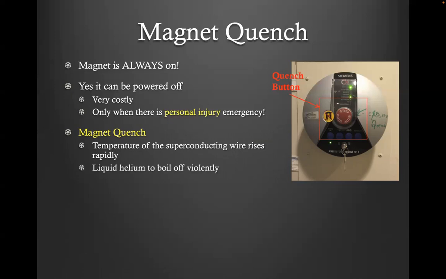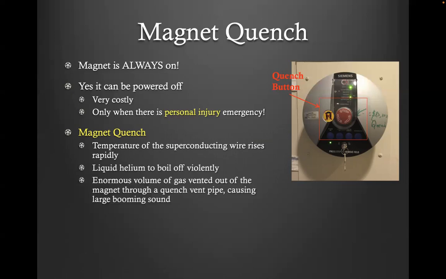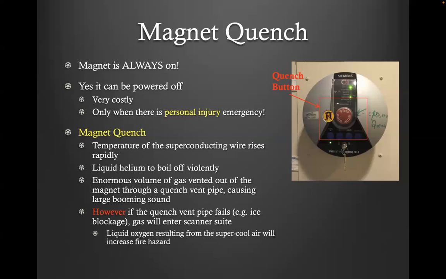And because of that, your liquid helium will boil off very violently. There will be an enormous volume of gas vented out of the magnet through a quench vent pipe, which typically goes outside of the building, and it will cause a large booming sound. However, if the quench vent pipe fails, for example, there's ice blockage or a bird decided to make a nest in there, potentially this gas could enter the scanner suite, which can be dangerous if you remember the MRI fatality from liquid oxygen. This liquid oxygen resulting from the supercooled air could increase fire hazard and could be hazardous to humans.